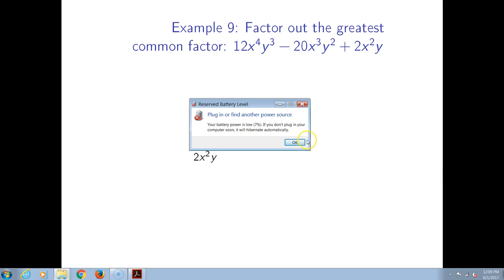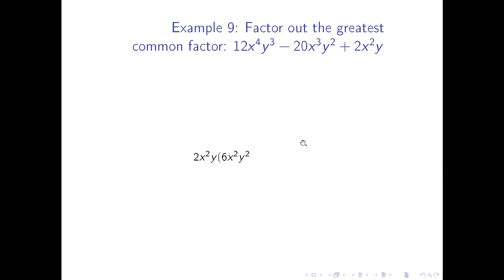Now, what we have here is we pull that out, we get 6x squared y squared. And then we subtract and we get minus 10xy. And the last term, again, when I divide that, it's going to leave just a 1 because it's still there. And so I have to account for it. But it's just going to be a little bit different.